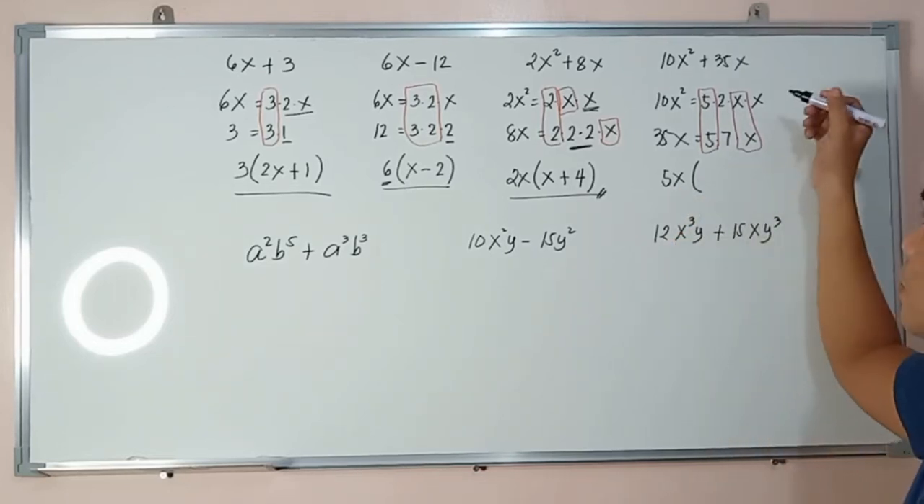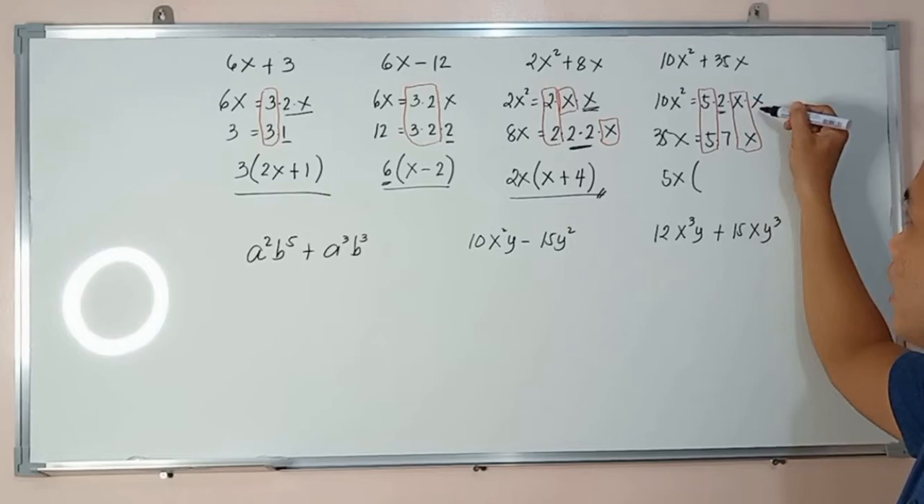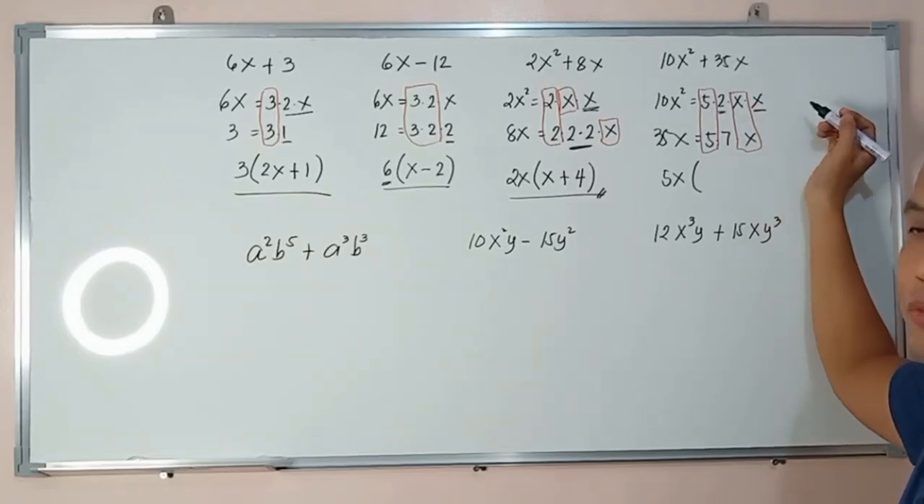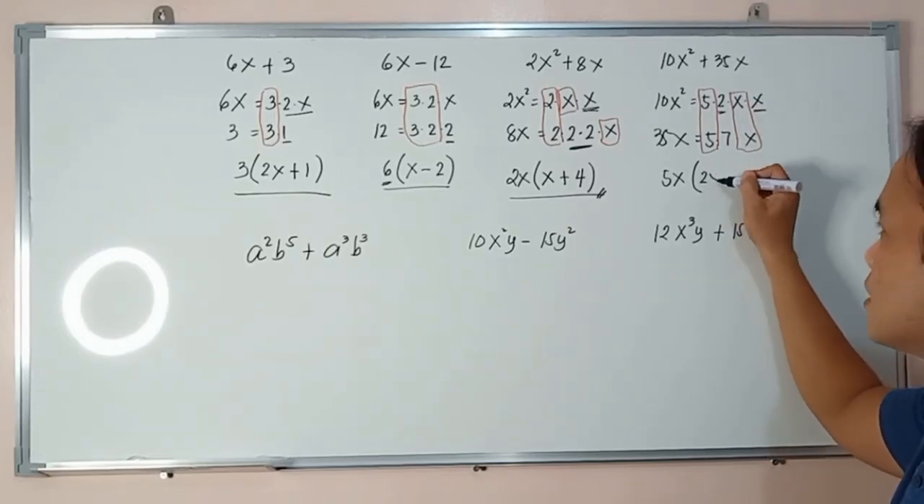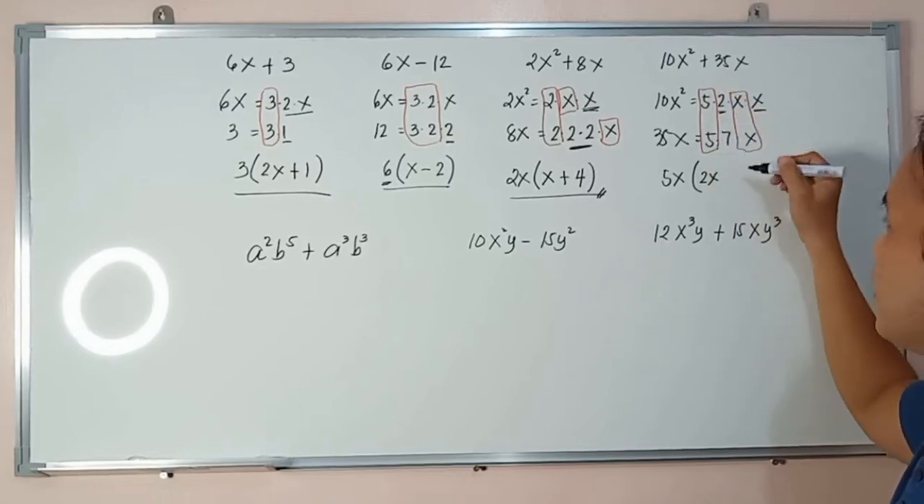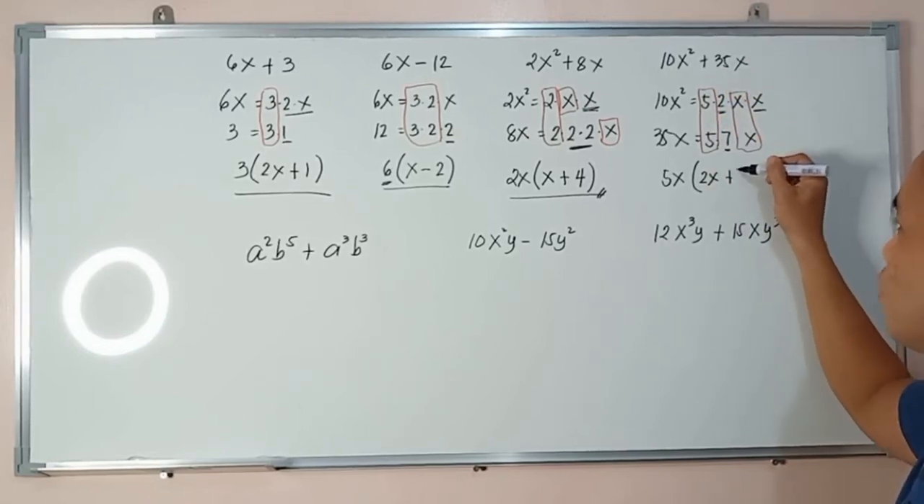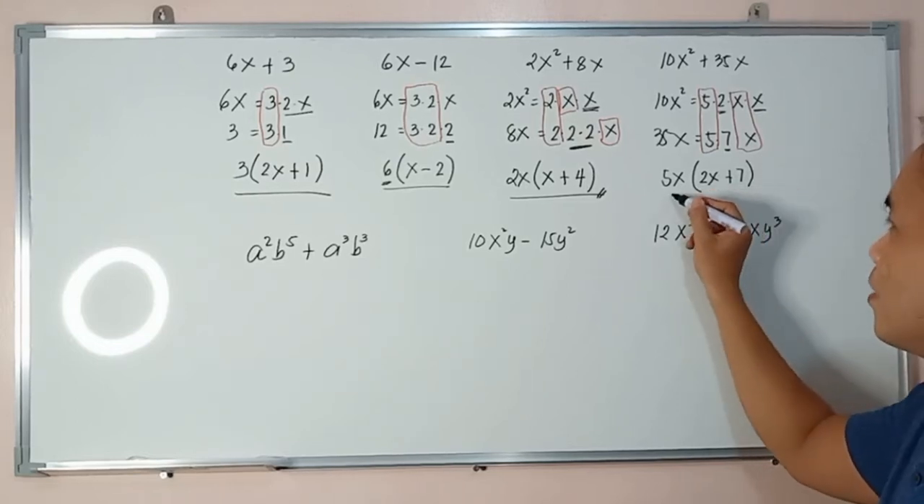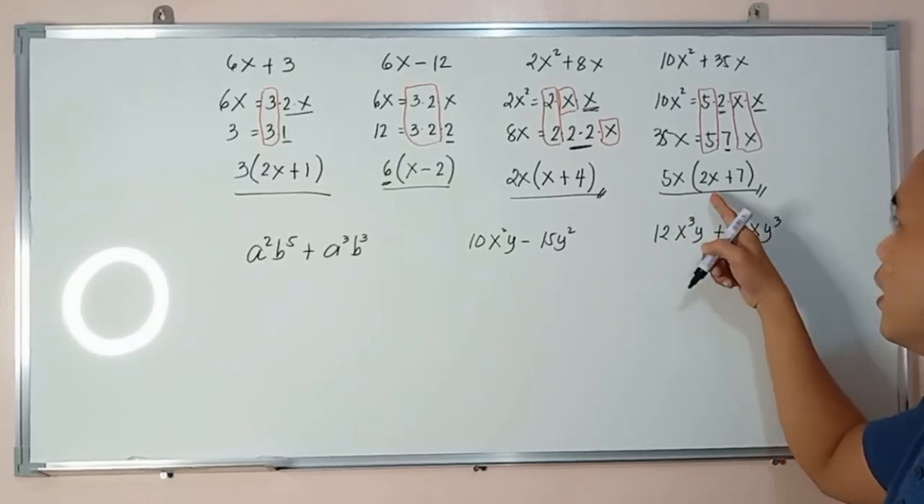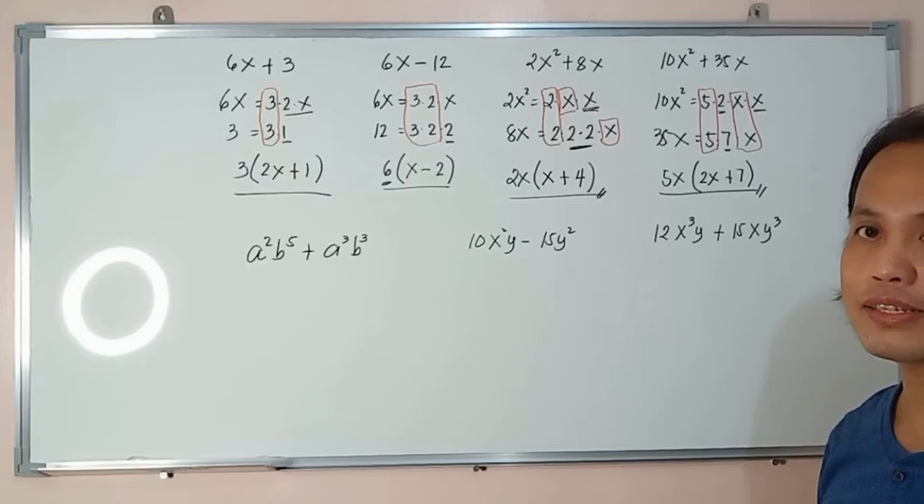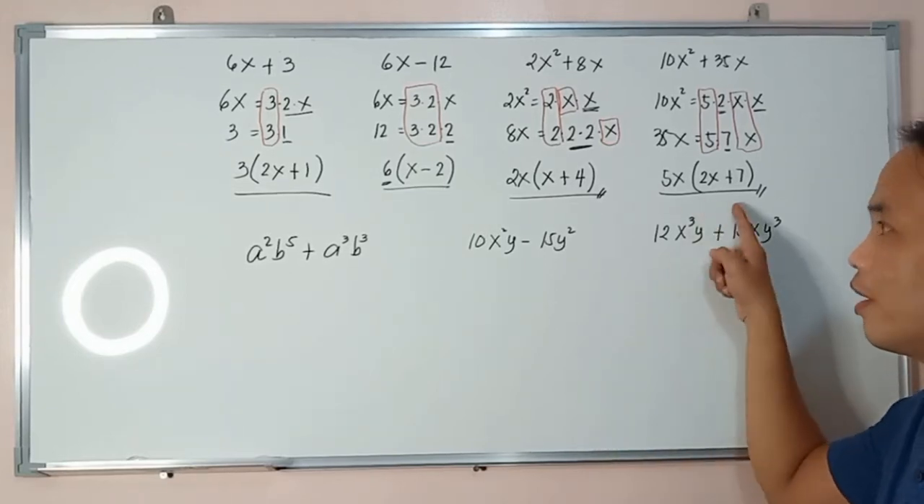Our remaining factor for the first term is 2 and x here. So 2 times x is 2x, so we write here 2x. We copy plus. So the remaining factor for the second term is 7, so we have here 7. So 5x is the common factor, then the remaining factor is 2x plus 7. So this is now our factor.